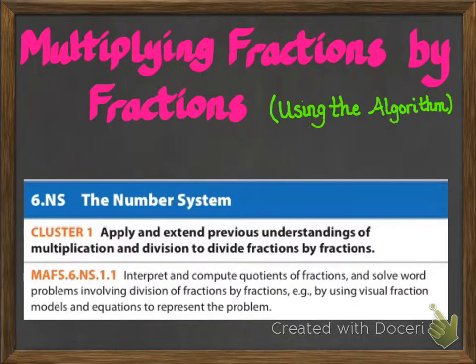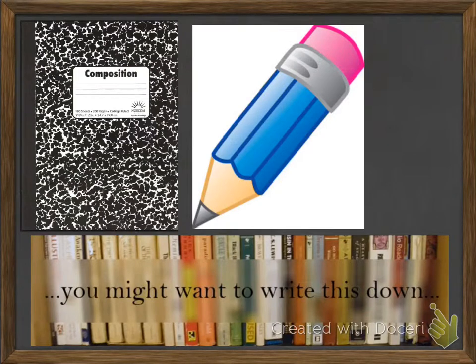Now the good thing about this lesson is if you understood the previous lesson, this one's going to be a piece of cake. All right, you're going to need your composition notebook, a sharpened pencil, and you're going to want to write this stuff down.